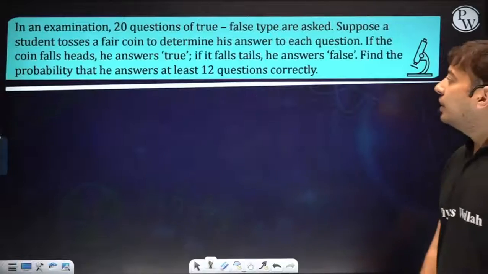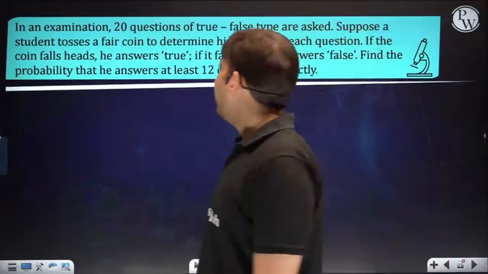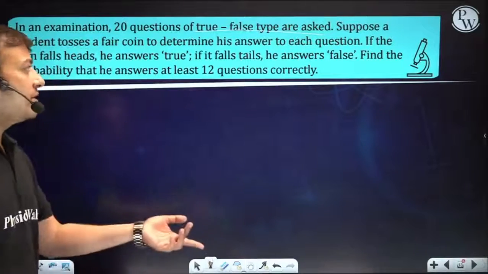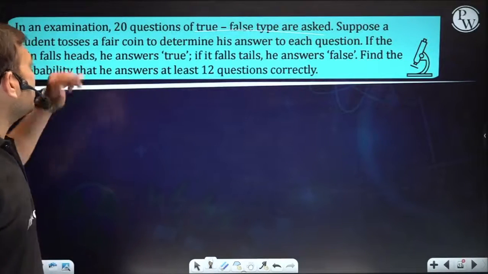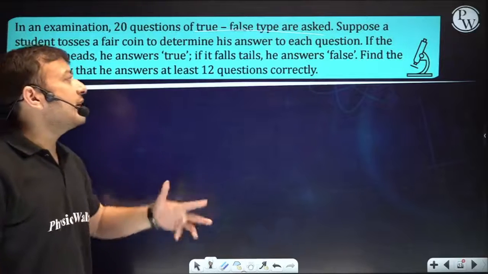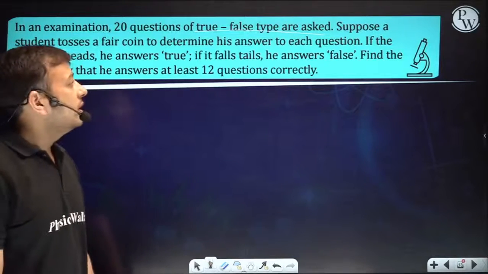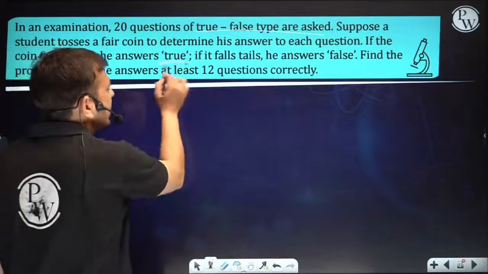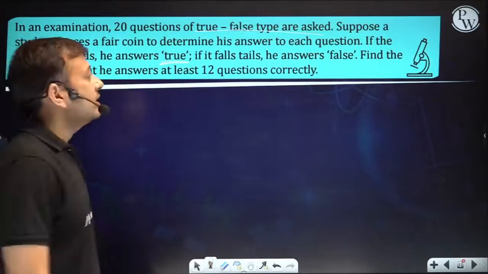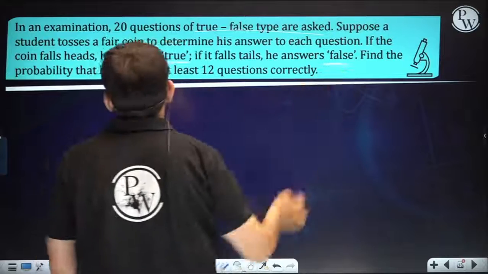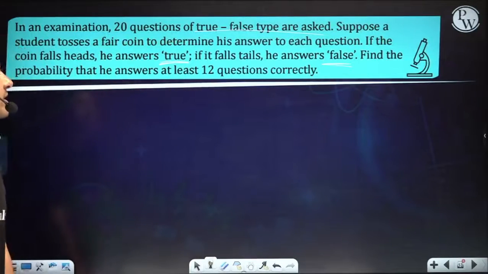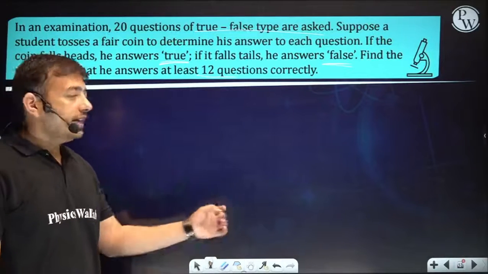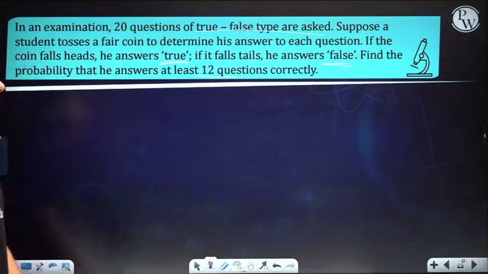Next. In an examination, 20 questions of true or false type are asked. Means the answer is true or false. Suppose a student tosses a fair coin to determine his answer to each question. If the coin falls heads, he answers true. If it falls tails, he answers false. Find the probability that he answers at least 12 questions correctly.